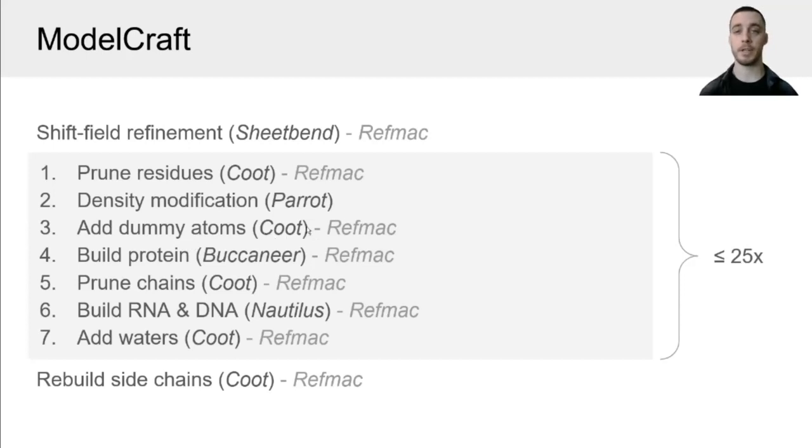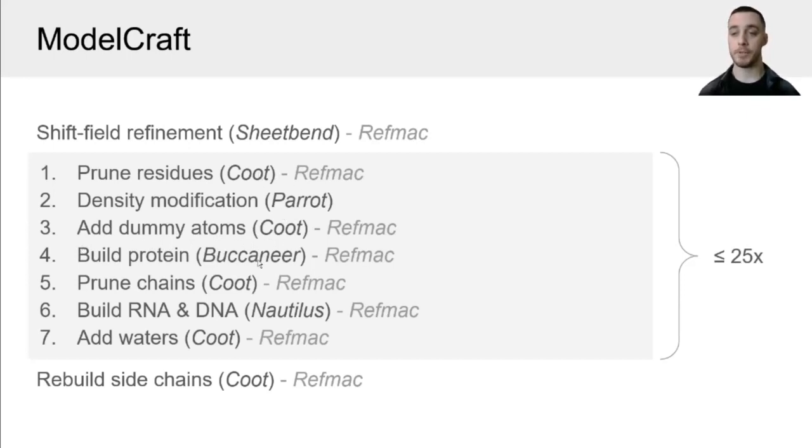Now these dummy atoms aren't interpreted, the dummy atoms are just used to try and improve the phases. The phases from the dummy atoms are only accepted if adding them leads to a lower free R factor. If not, then the map from Parrot is used instead.